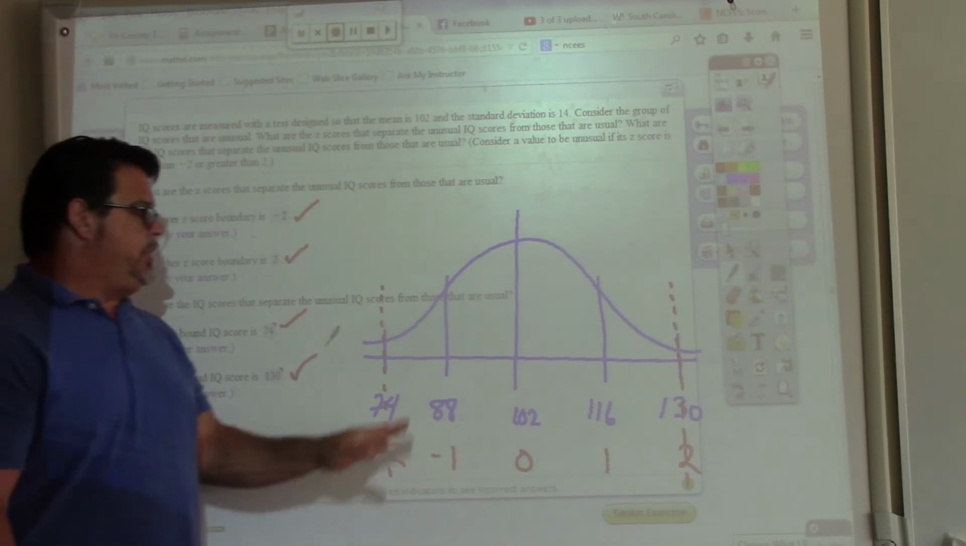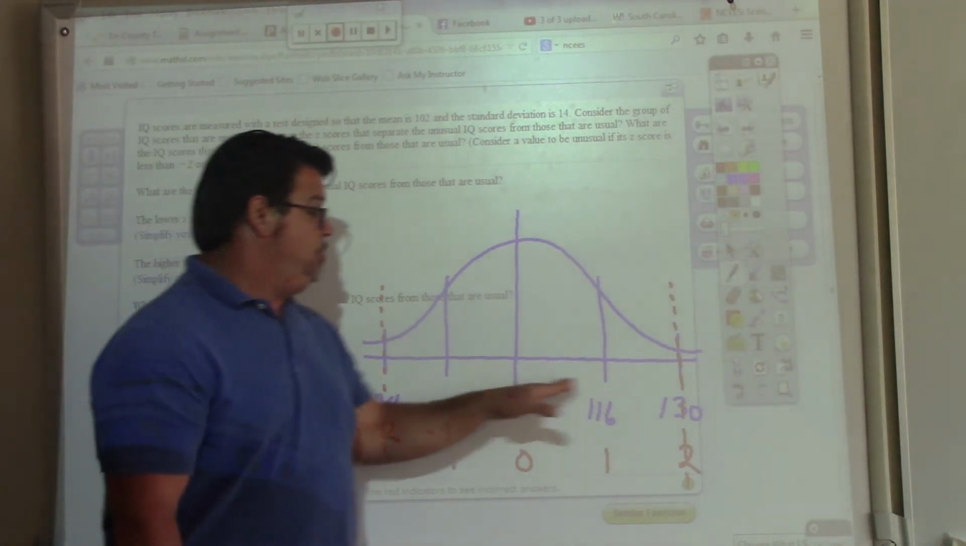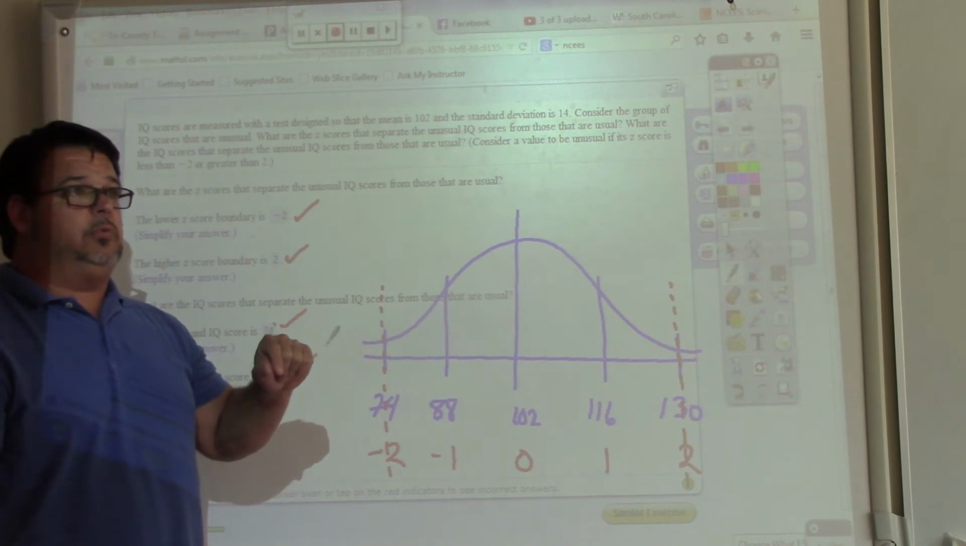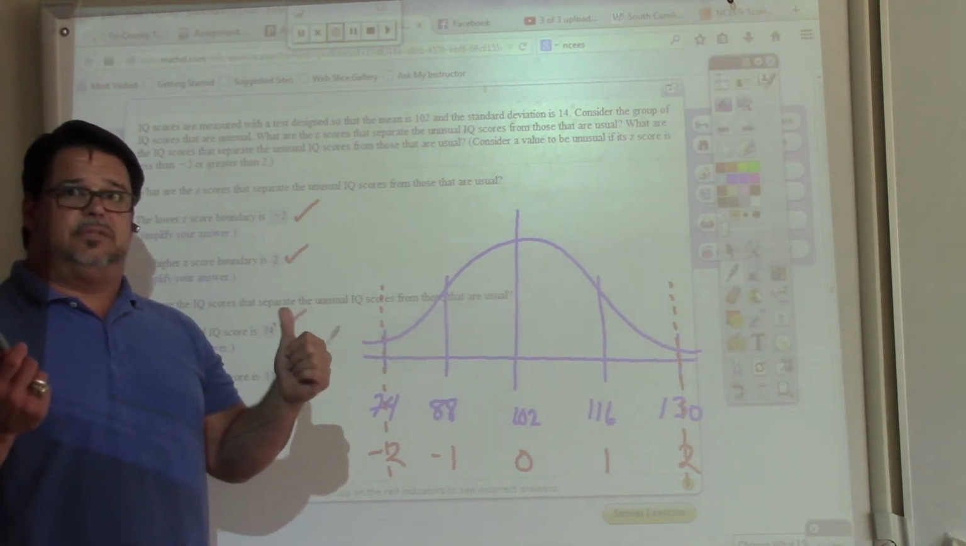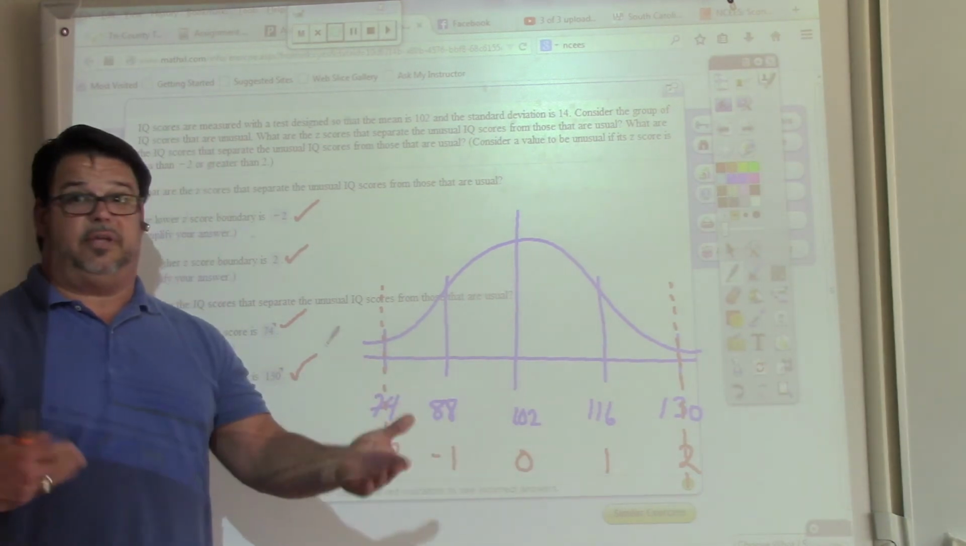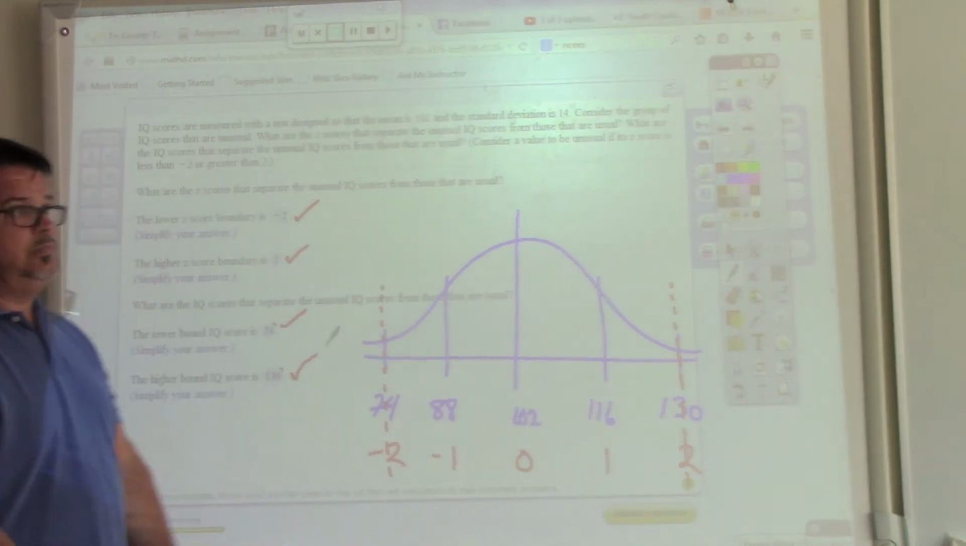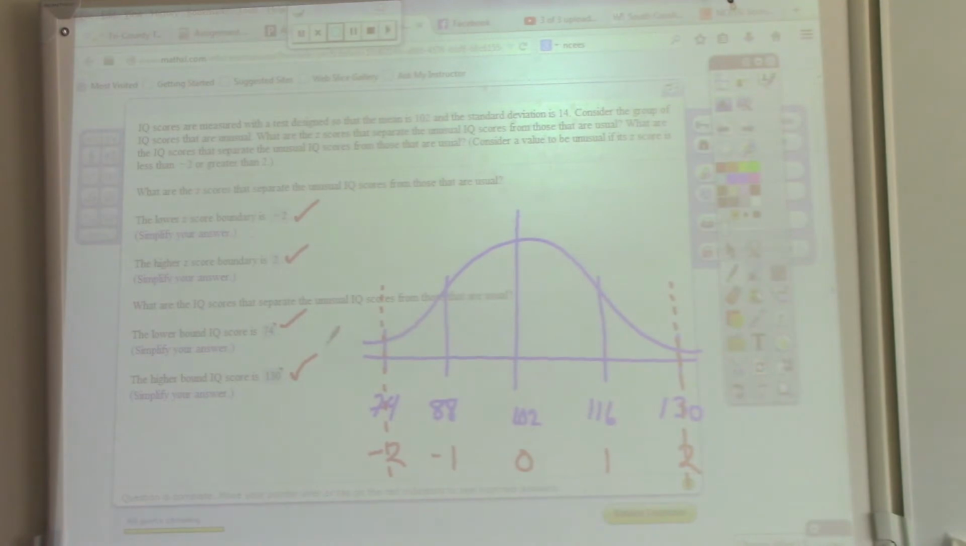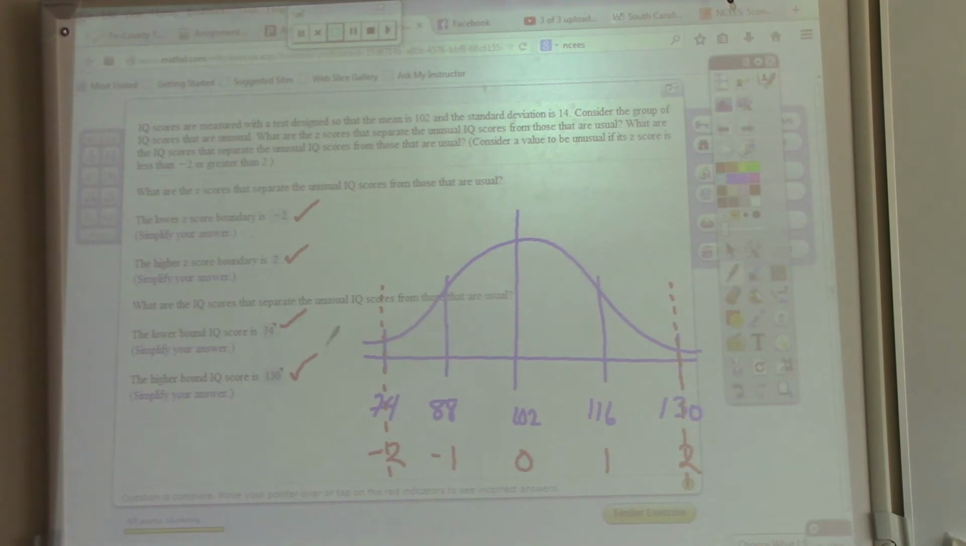So if we were working with IQ scores, we would use the blue. But if we were working with IQ scores and shoe sizes, then we'd be working with the red because we'd have to convert everything to a z-score. Okay. Hopefully that'll help. Don't be afraid to ask questions. That's a good test question also.